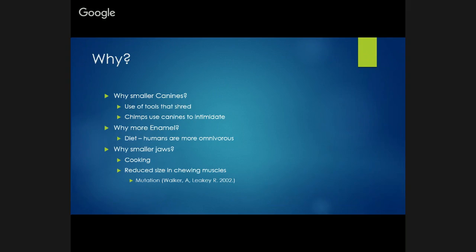Another reason why muscles of mastication are weaker is that at one point we may have gone through a mutation in a gene that regulates the production of myosin heavy chains in the muscles that would help with chewing. It's believed that this mutation occurred at the divergence of humans and chimpanzees.